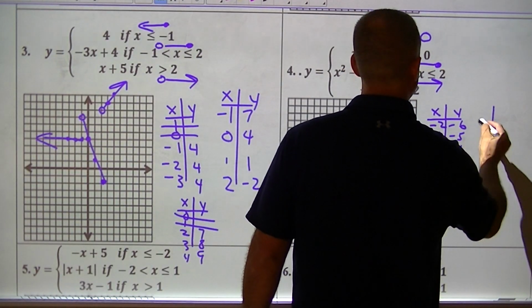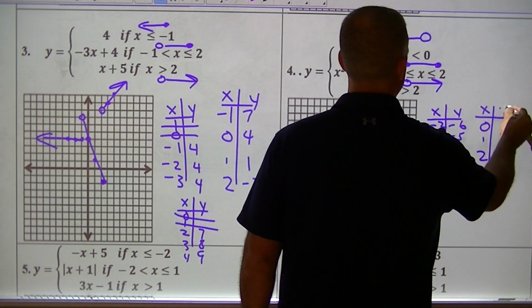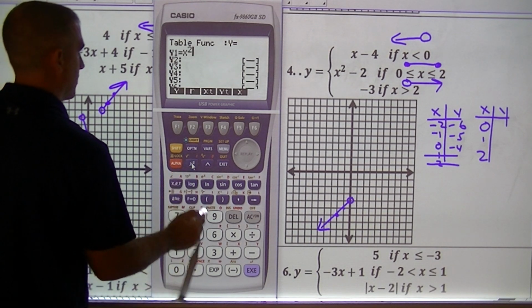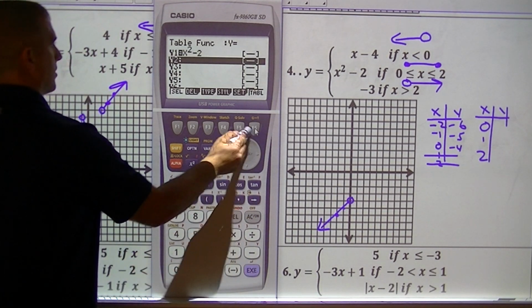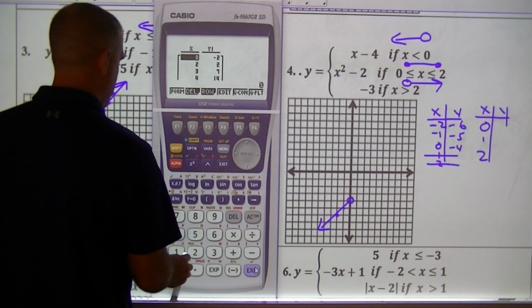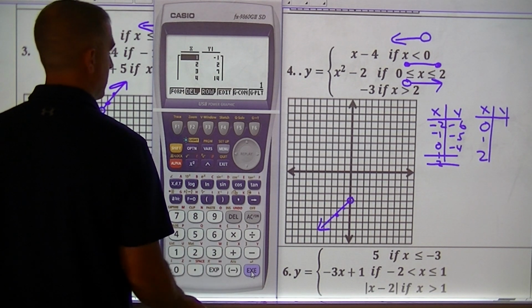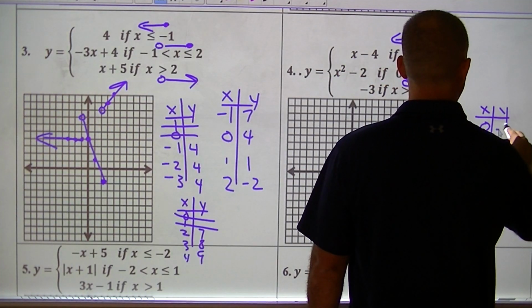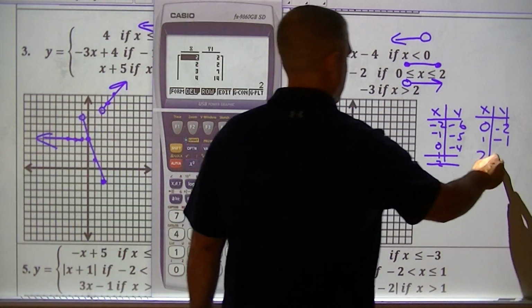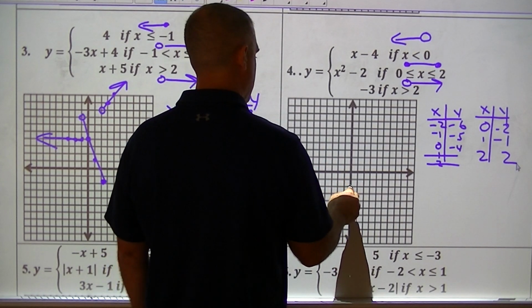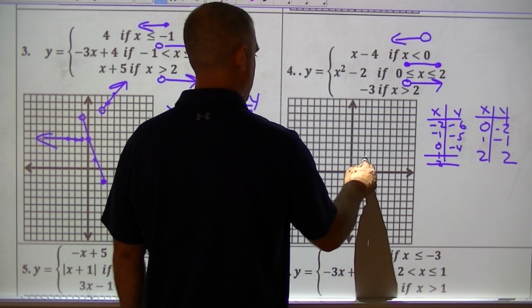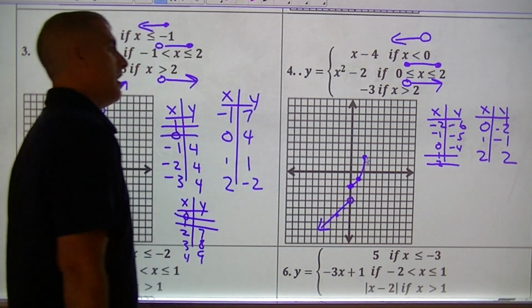Next one, 0 to 2, that's going to be easy. Okay, so I got 0, which is -2, 1, which is -1, and 2, which is 2. All right, so I got 0, -2, 1, -1, 2, 2. Gotta connect like that, no errors.